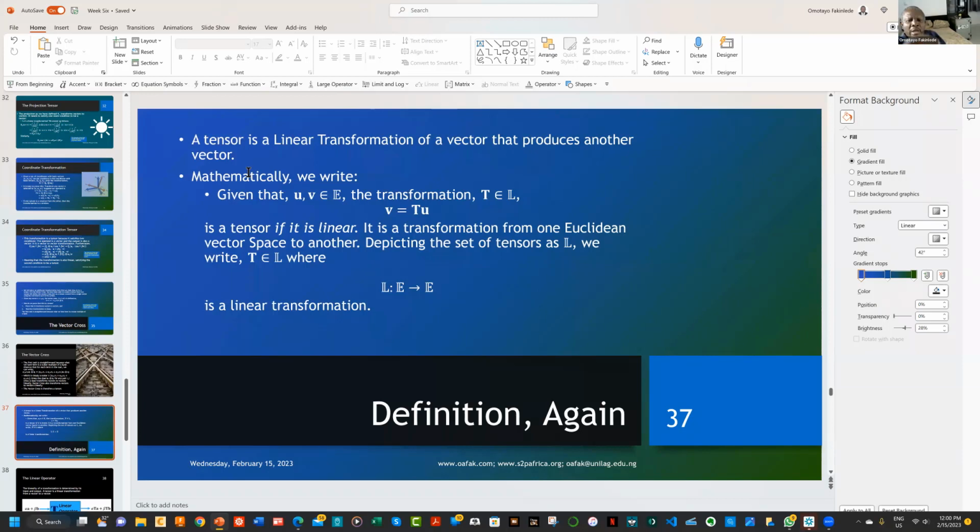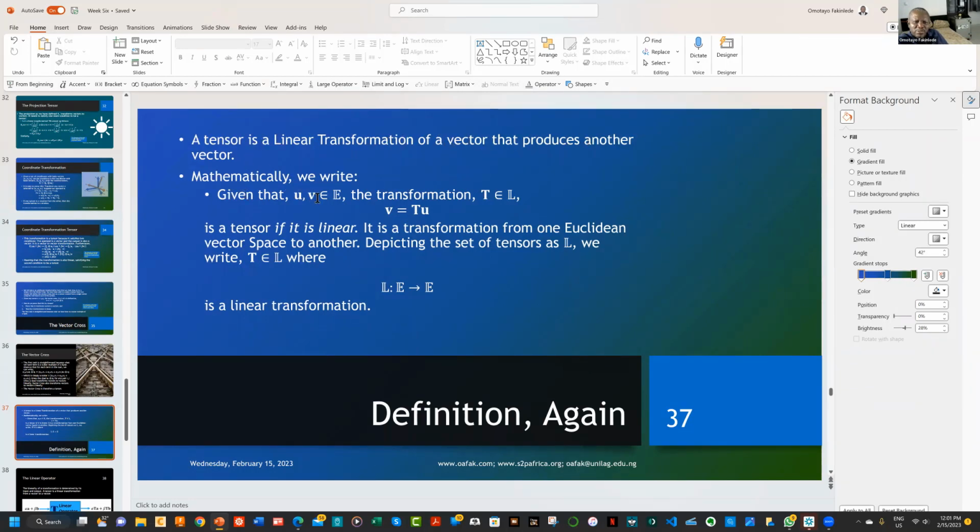So I think I've satisfied myself that you get the gist of what a linear transformation is. If you do a sum before transforming, and you transform first and then do a sum of what you have transformed, and the answers you get in the two methods are the same, and since you are transforming vectors, then you are dealing with a tensor. A tensor is the linear transformation of a vector that produces another vector.